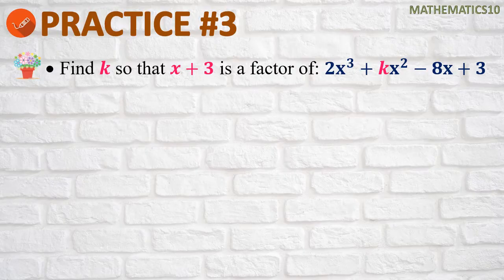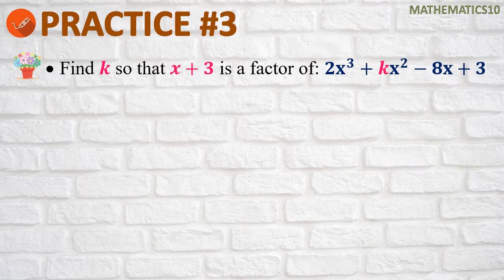So next we have here, what if this is the scenario? Find k so that x plus 3 is a factor of 2x cubed plus kx squared minus 8x plus 3. So as you can see here in the problem, x minus 3 is already assumed as one of the factors of the given polynomial.